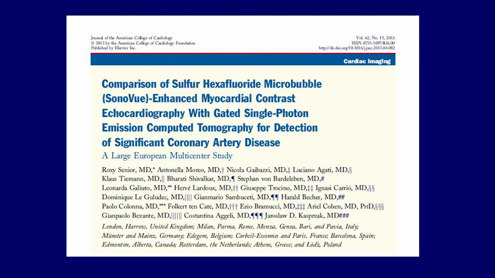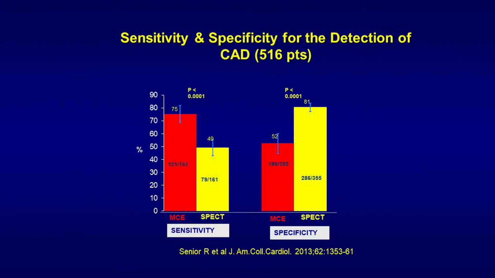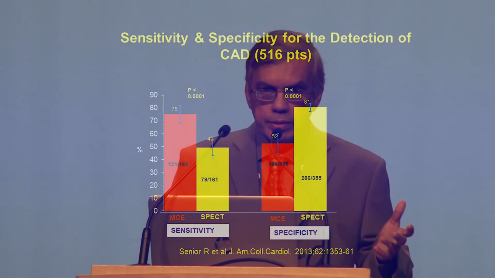So this we tested in a large number of patients. It's a European multi-center study involving 34 centers, comparing myocardial contrast echo with SPECT, and all the images are read blindly but in another center. And what we found is that myocardial contrast echocardiography was significantly more sensitive than SPECT. However, myocardial contrast echocardiography was less specific than SPECT.